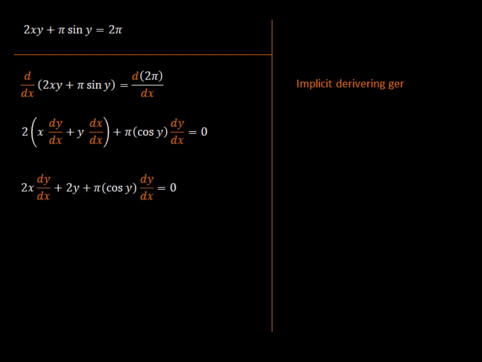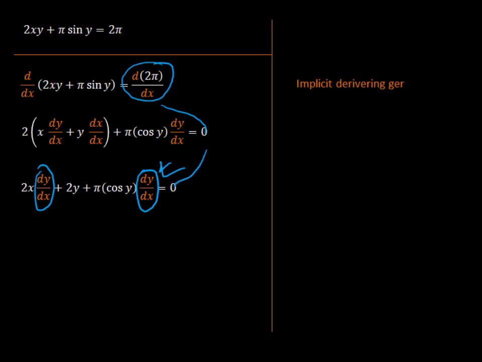When we have right here 2x dy/dx, and then (2y + pi cosine y) dy/dx. You see I'm keeping them color-coded there because I don't want us to lose track of the goal. And the goal is to find this and isolate it. Now, remember the first step there, we're taking the derivative of a constant. So this side stays clean, and we like that.